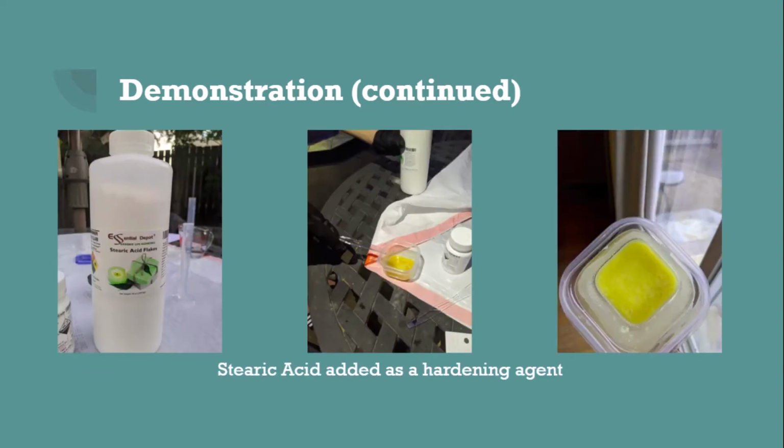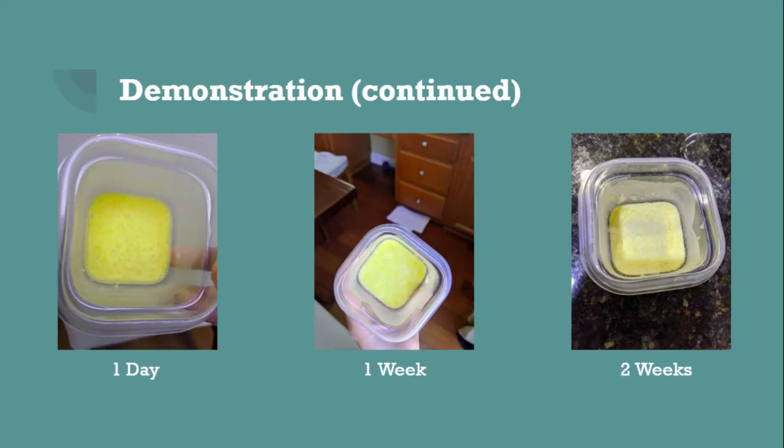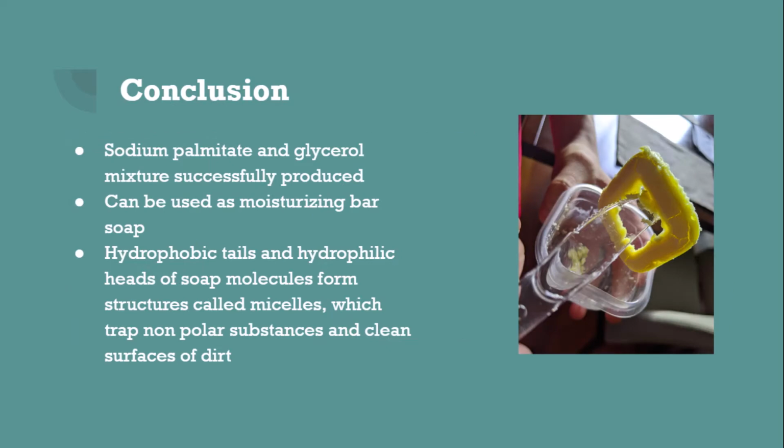I then added just a dash of stearic acid, which is a waxy fatty acid used to better solidify the end product. As seen by the photos, the soap became harder and drier over 2 weeks' time until it had the stiffness and texture of a common bar of soap. The end result was a sodium palmitate glycerol mixture which can be used as a moisturizing hand soap.